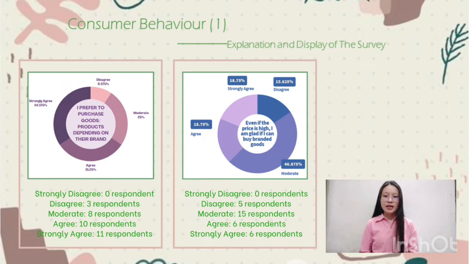The second statement is, even if the price is high, I am glad if I can buy branded goods. There are 6 out of 32 respondents who strongly agree with this statement, which is about 18.75%. Meanwhile, there are 0 respondents who strongly disagree, and thus the percentage for strongly disagree is 0% also. Respondents who selected agree are 6, which is 18.75%. Moderate are 15 respondents, 46.875%, and disagree are 5 respondents, which is 15.625%.